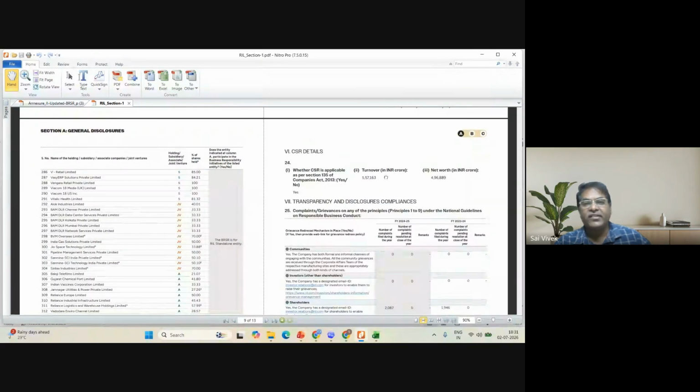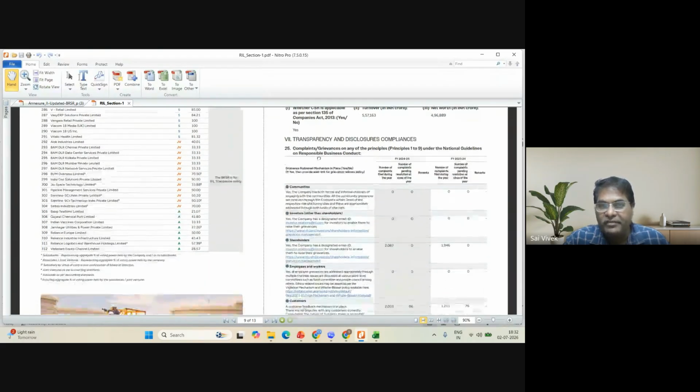Now coming to the next one, CSR details. Corporate social responsibility details. Since the turnover of this Reliance India is 5,57,163 crore rupees, it is under compliance to do CSR activities, and it does CSR activities. The net worth of it is 4,96,889 crores. So coming to the next one, complaints and grievances, 25th one.